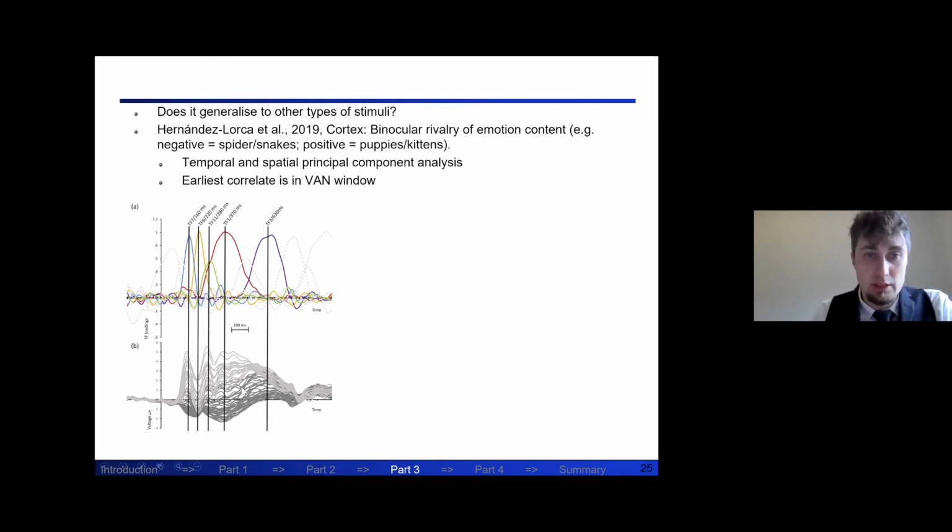So she did a temporal and spatial principal component analysis for the early to separate first the components in the EEG signal. So here is the EEG signal across all electrodes, and here are the components that are generated. Now you can see this one here is right around the time of the VAN in other studies. Potentially also these are at earlier points. And these here are more around the P3A and maybe P3B components.